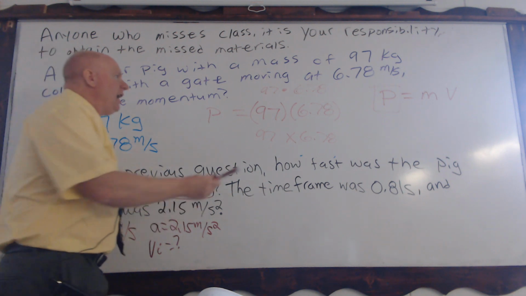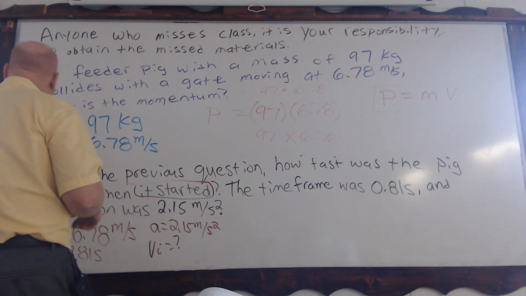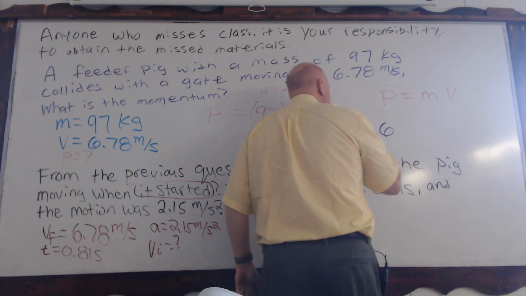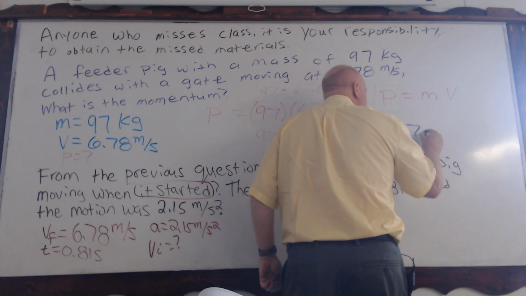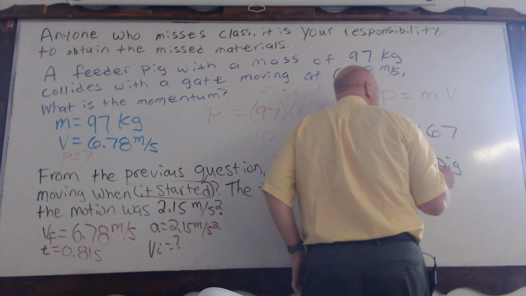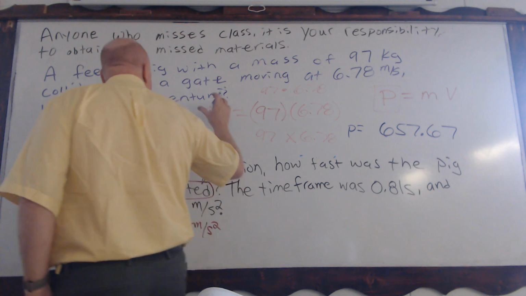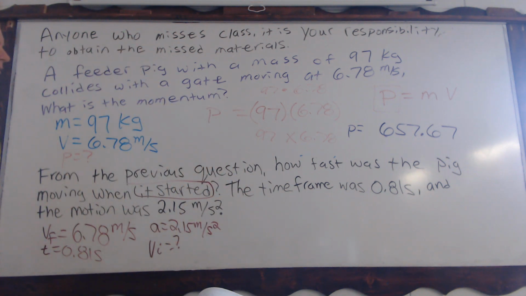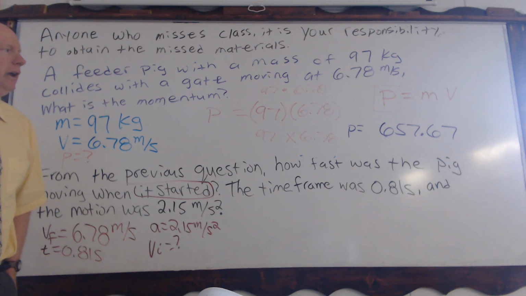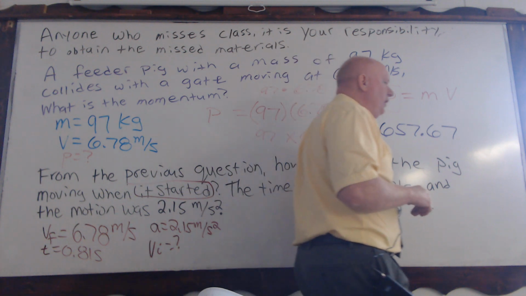Okay, so what is 97 times 6.78? 57 point. Okay, now I forgot to put a box around what we had for an answer from last problem, which was 5 point something. Okay, but in this case, this is what we call a derived unit.